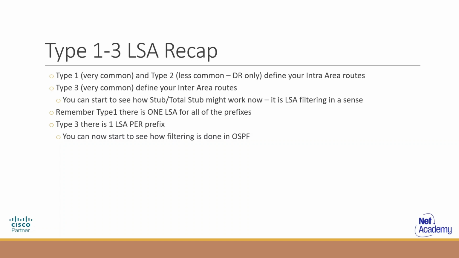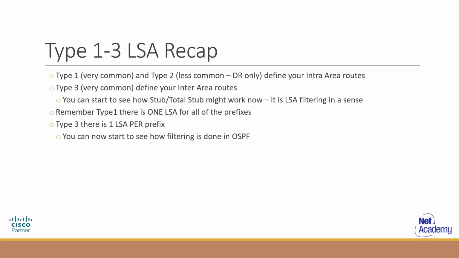Type 3s, again, very common. These define my inter-area routes. How do I get to the overall entirety of the autonomous system? Right? And you can now start to see how things like stubs and total stubs might work, right? In a way, it's LSA filtering. It's not, but in a way it is, right?